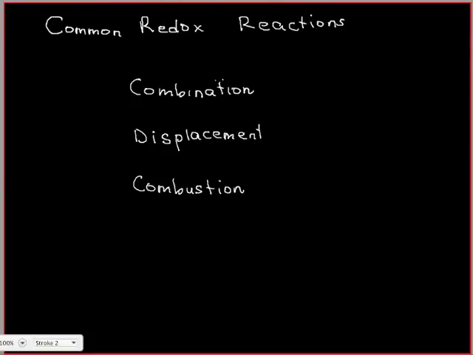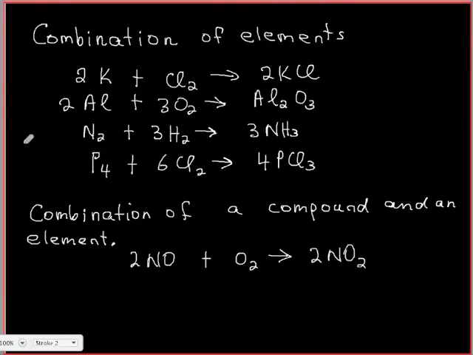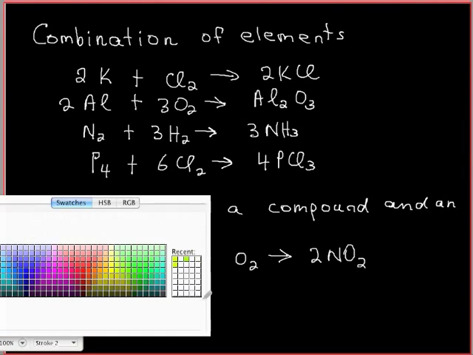Hi, welcome back. Some common redox reactions are combination, displacement, and combustion. You can have combination of elements or combination of a compound and an element. Let's go ahead and see how each one of these types can be a redox reaction.